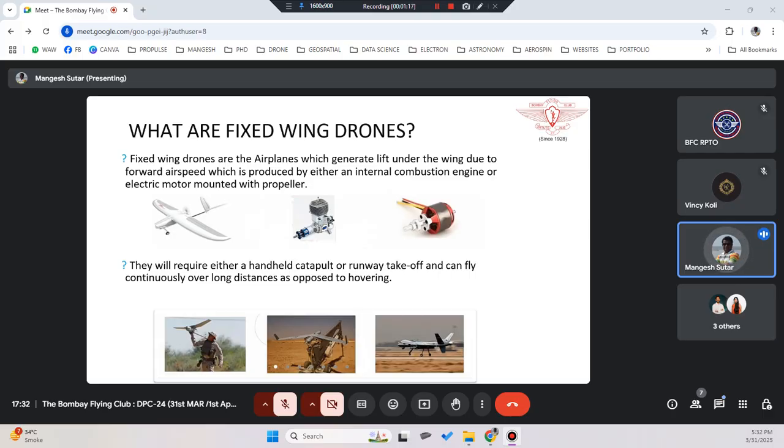So you can see there are different types of drones. The third one, the drone we see, is actually a Predator drone, the drone which is used by the U.S. Army, and this same drone has now been acquired by the Indian Air Force as well as the Army.